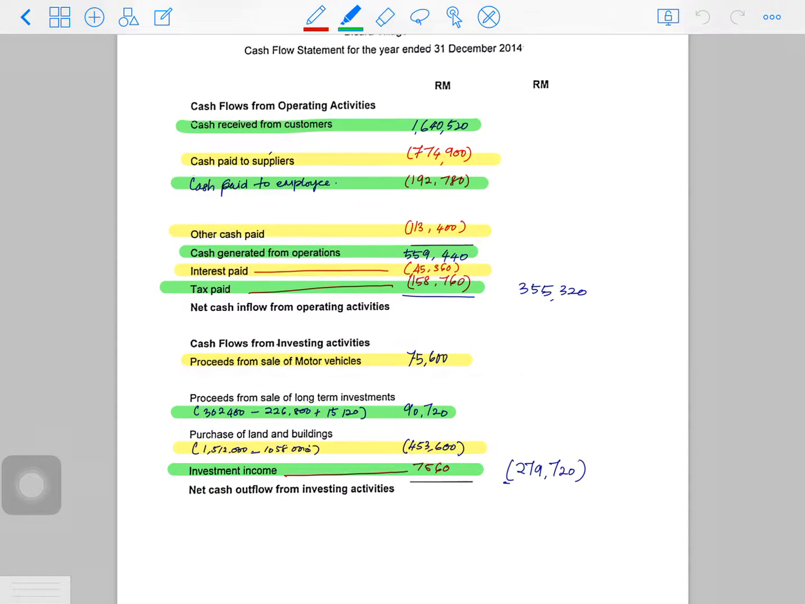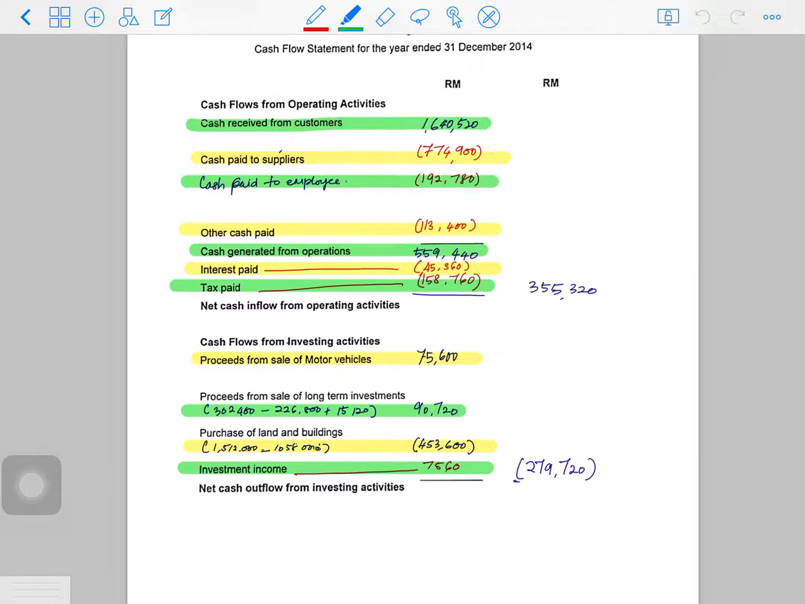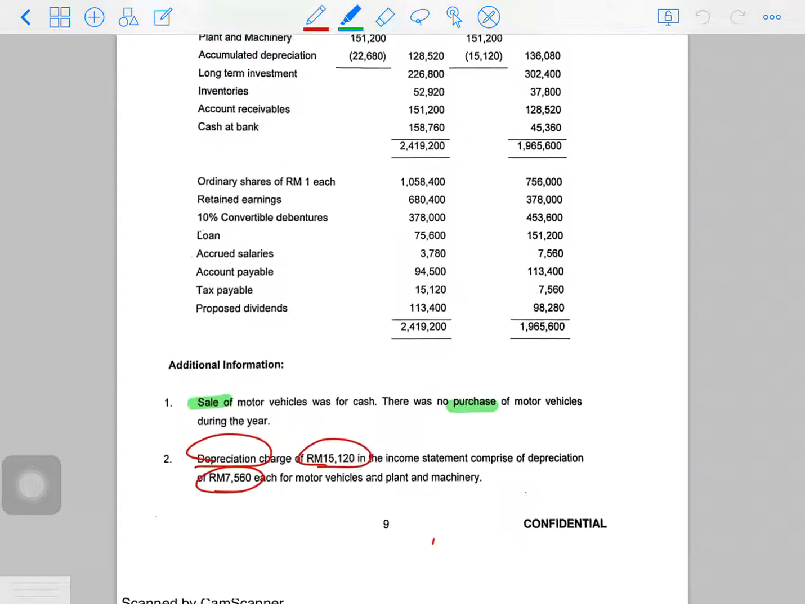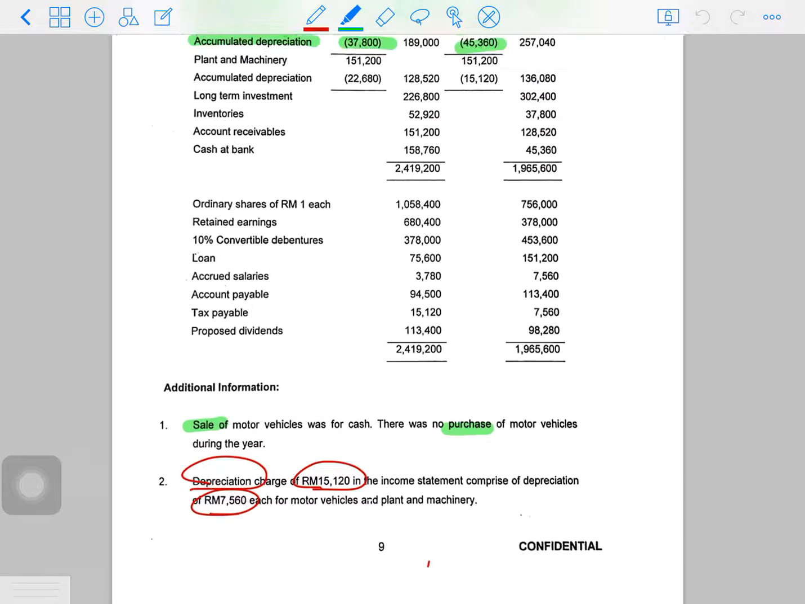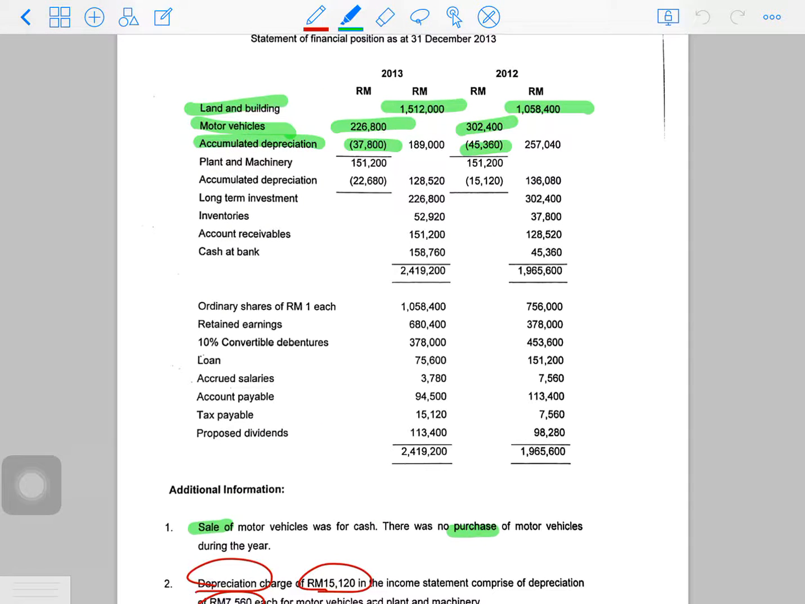The difference is, if you calculate, you dapatlah berapa? 4. That is the amount that is purchase of land and building. Dalam additional information ada satu lagi, motor vehicle, plant and machinery. Tak apa, kita go through one by one. Plant and machinery, there is a difference here kan?